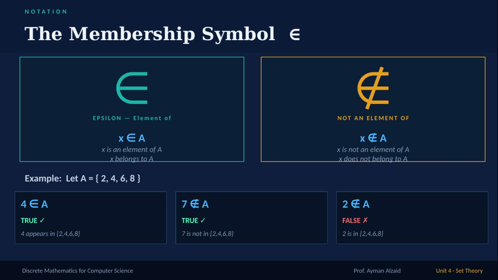Let's look at a concrete example. If A equals the set containing 2, 4, 6, and 8, then the statement 4 is an element of A is true, because 4 does appear in the set. The statement 7 is not an element of A is also true. 7 is not in the set. But 2 is not an element of A would be false because 2 is indeed in the set. Practice reading these statements out loud. Precision in notation is a core mathematical skill.